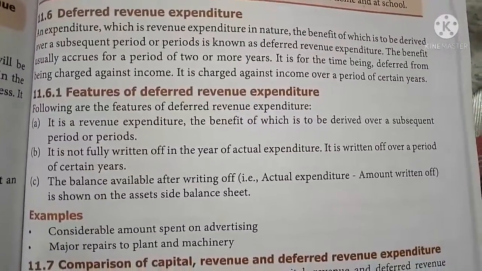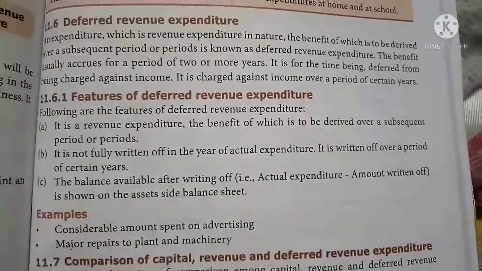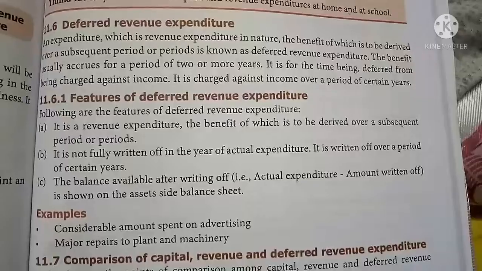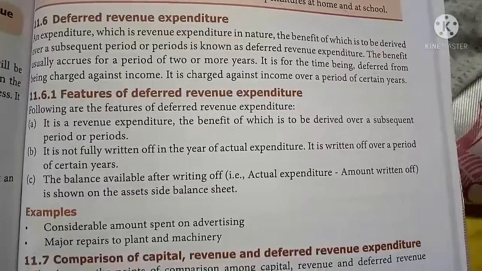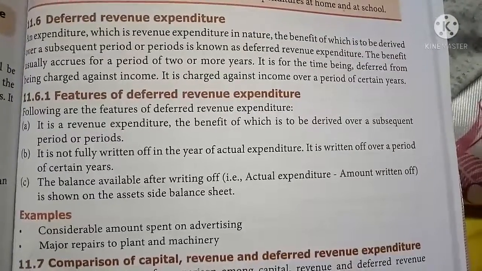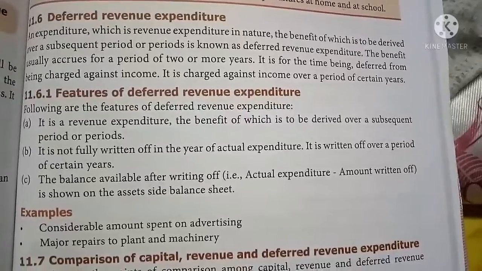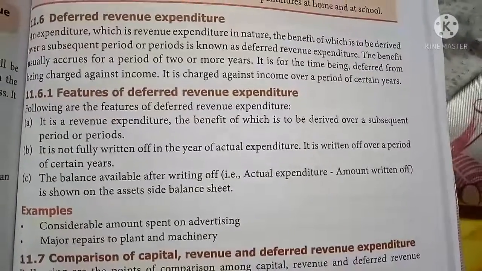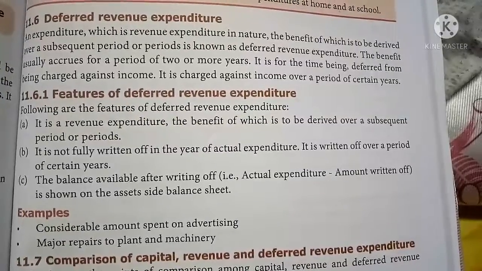Features of deferred revenue expenditure. It is a revenue expenditure, the benefit of which is to be derived over a subsequent period or periods, and it is not fully written off in the year of actual expenditure. It is written off over a period of certain years.